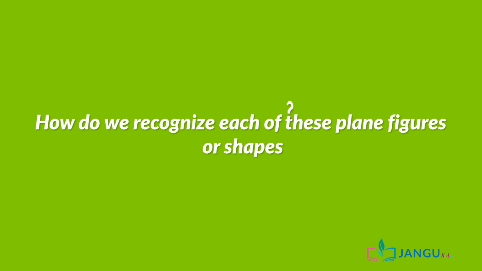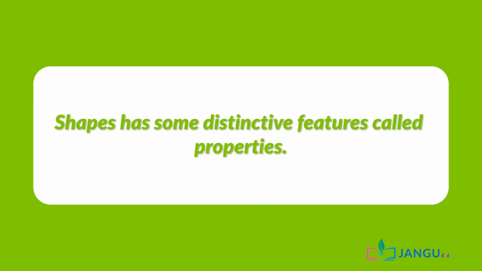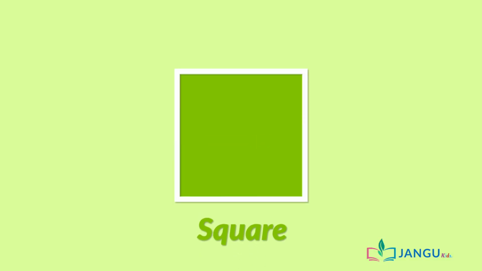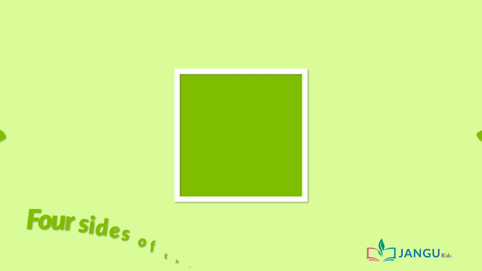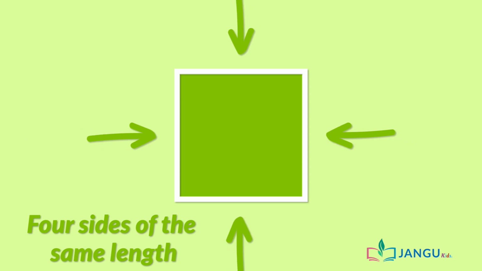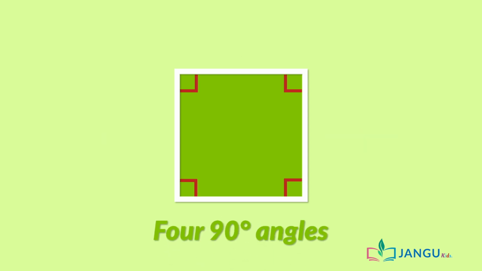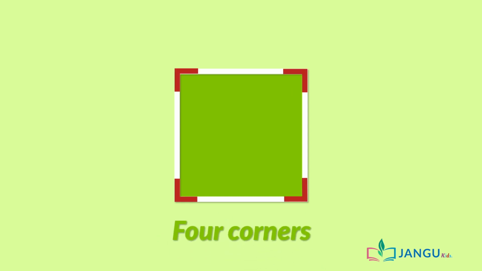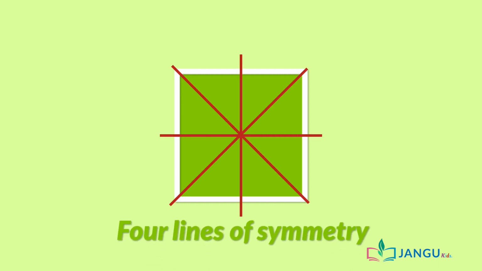Kids, how do we recognize each of these plane figures or shapes? Well, kids, each of the shapes has some distinct features called properties. For instance, a square has the following properties. 1. Four sides of the same length. 2. Four 90 degree angles. 3. Four corners. 4. Four lines of symmetry.